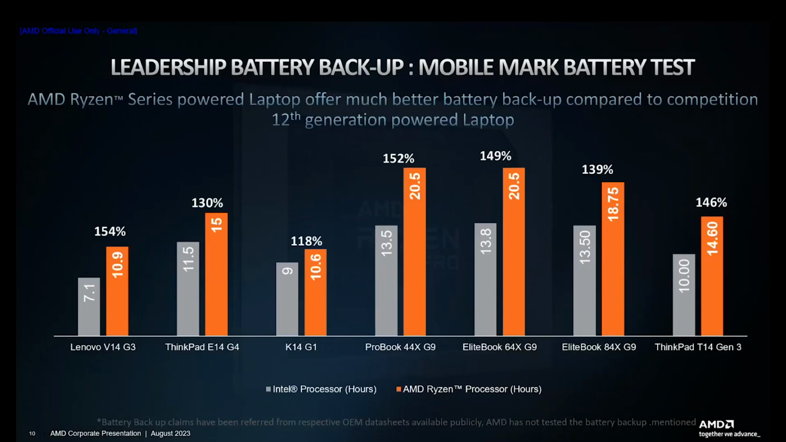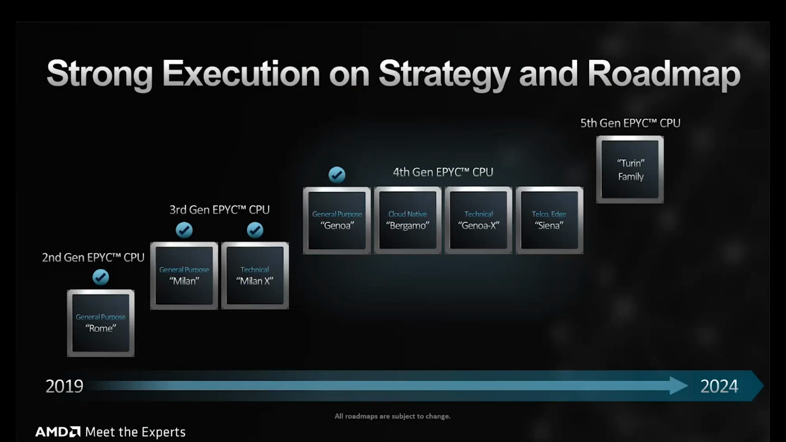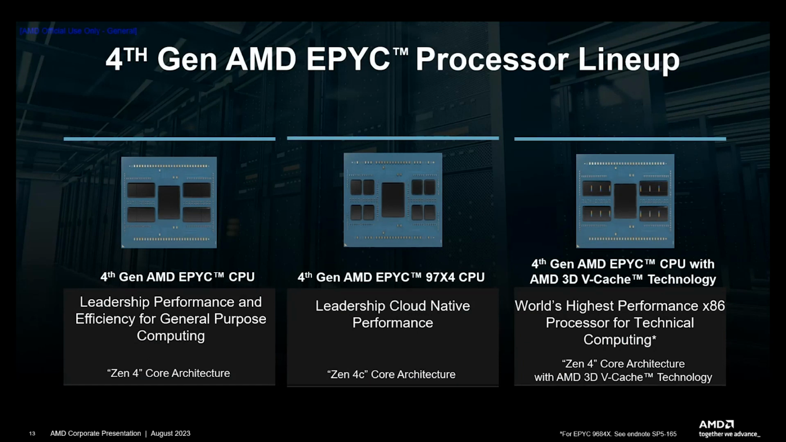One more comparison here is the Lenovo ThinkPad. This is also a battery comparison. You can see here, we are having 30 to 40% higher battery backups compared to Intel. I also want to tell you we have the EPYC processor. EPYC is our data center product, and that is also available with us. We have 3D cache technology. If you see L1, L2, L3 caches, there is more L3 cache available with our EPYC processor.